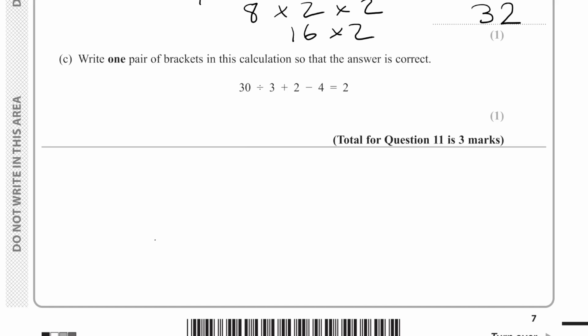If we put the brackets around the 30 and 3, it wouldn't make any difference to the question. If we put brackets around the 2, take away 4, it wouldn't actually make any difference either. So the only place we can really put them is there. And then we do the brackets first. 3 plus 2 is 5. So that'd be 30 divided by 5, which is 6. Take away 4, which is 2. So now it's correct.